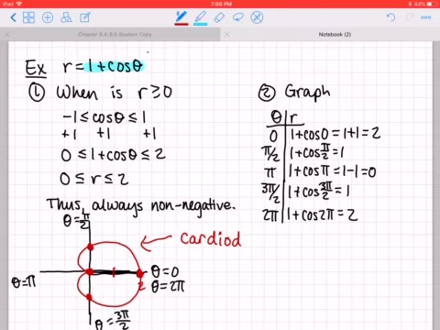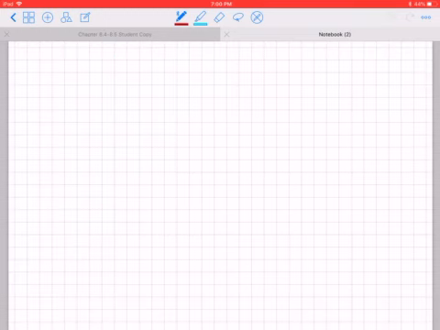Actually, a cardioid is going to be of this form. You're going to have some number, so like 1, and then plus a trig function, so like cosine or sine. Okay, and then there's another one that I want to focus on. This one's going to take a little while to do, so we'll get started, and then we'll have to go to the next video.